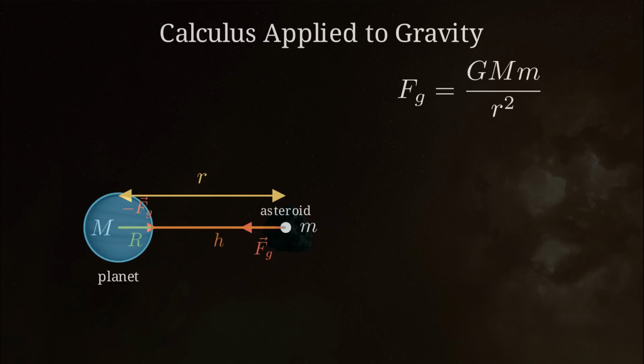Physically, this also tells us that we must be careful with the meaning of r. For a planet and an asteroid, r is not the height above the planet's surface. It is the distance from center to center. This also reminds us that Newtonian gravity is a classical model.